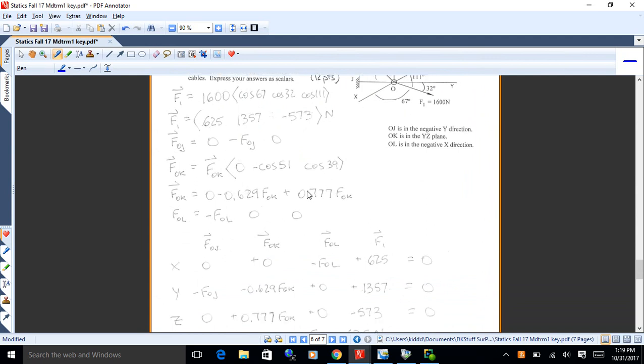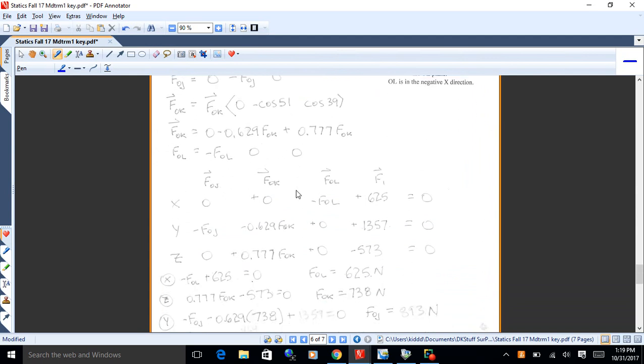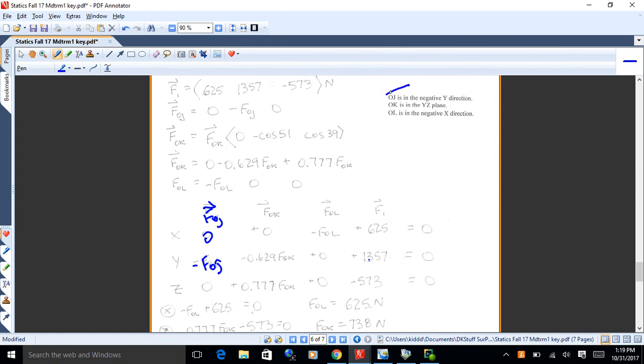Okay, the next one's an equilibrium problem. What you want to do there is get the forces in columns. So OJ goes in the negative y direction. You're told that in this little statement down here, and if you look at the sketch, it's parallel to the y-axis. It's on the negative y-axis. So that's 0, negative FOJ, 0.